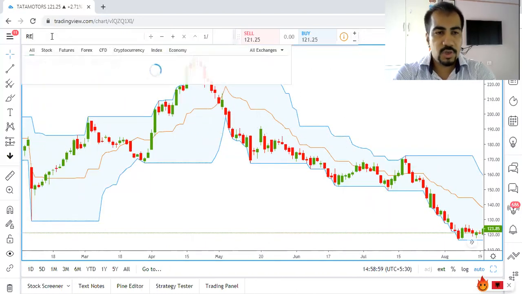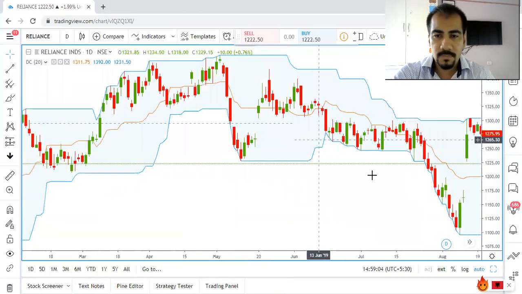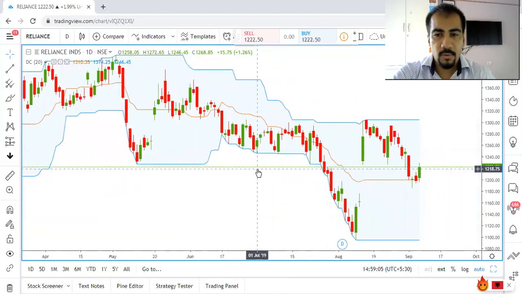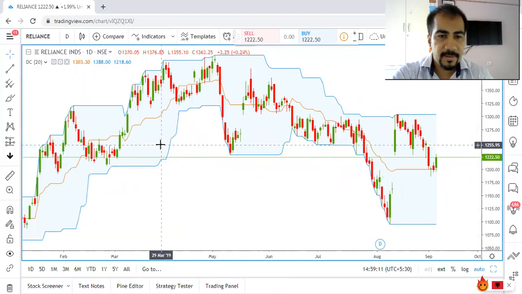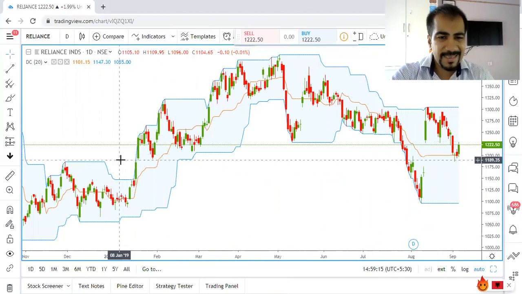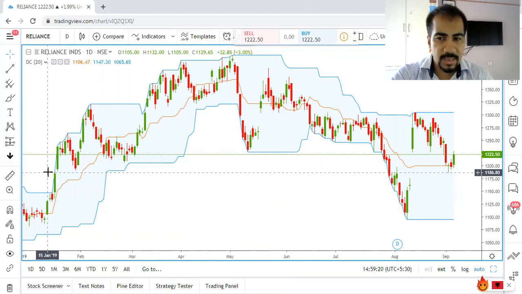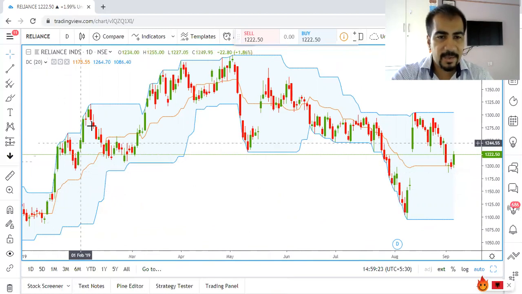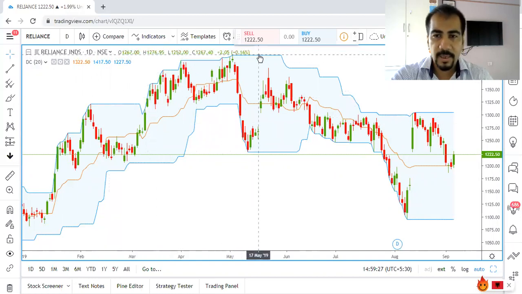Let me open the chart of Reliance Industries now. All right. Now, in Reliance Industries, let us see where the signals came in this particular indicator. First, let us check this buy signal. The buy signal came over here somewhere in Jan 2019 when it closed above 1186, and you can see the price is rising, going up and down, and it went all the way till almost 1417 levels.